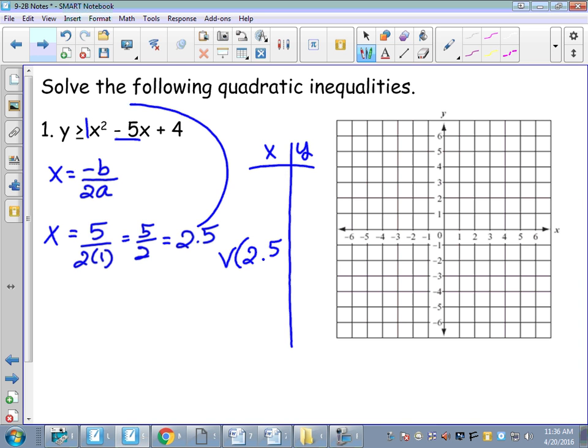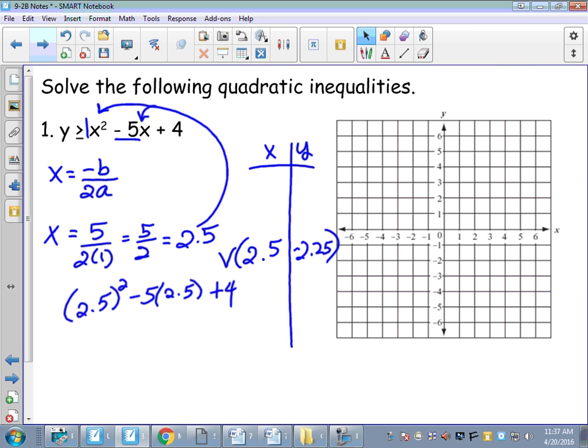I plug 2.5 in for x. If you're having a difficult time with this, I'm going to put the parentheses into the calculator. I'm going to square 2.5. I'm going to subtract 5 times 2.5. And I'm going to then add 4. You should get negative 2. That's my vertex.